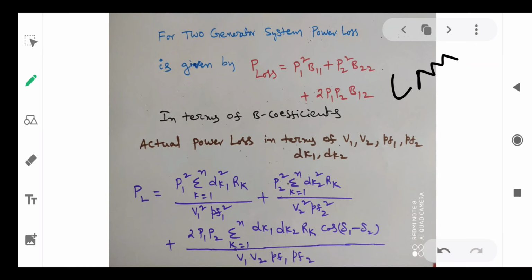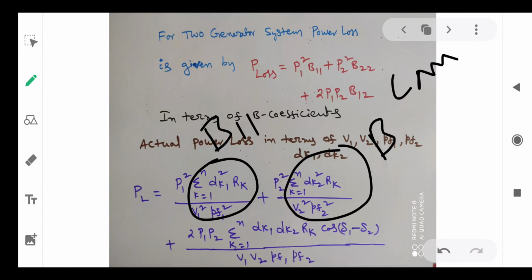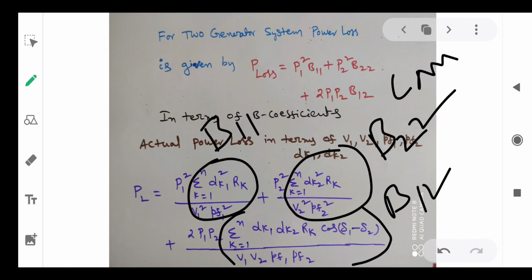So P1 square is separated, B11 is equal to this one. This is B11. So similarly this is B22. So the other parameter, this is B12. Like that we got B11, B22, B12 expressions.